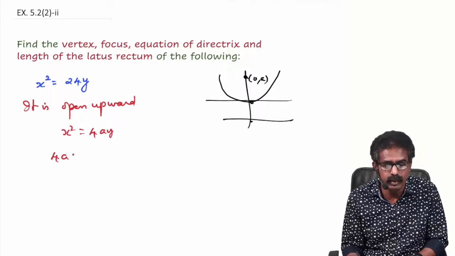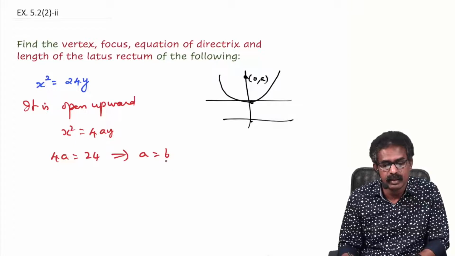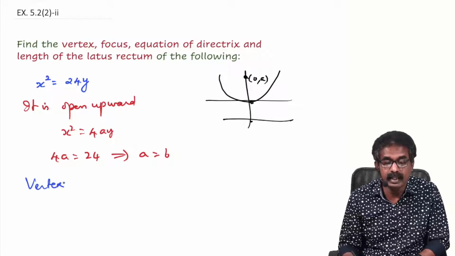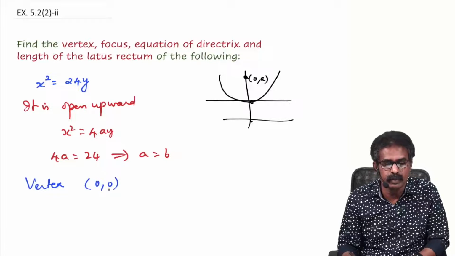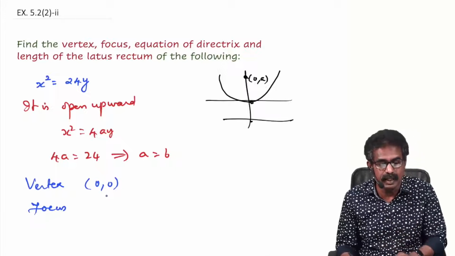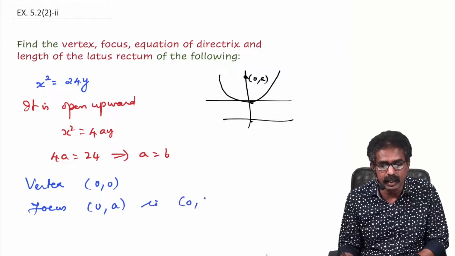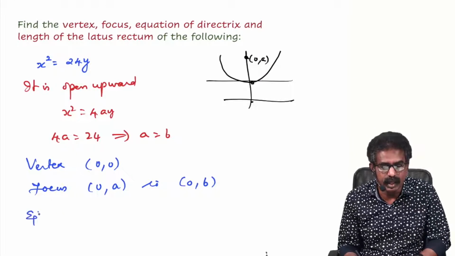So 4a equal to 24, a equal to 24 by 4. So you are getting 6. A value got it. Now you write one by one. First they asked to find the vertex and length of the latus rectum. It is the same for all the 4 types. Vertex is 0, 0. Then focus. For the first type, a, 0, then minus a, 0, then 0, a. For this it is 0, a, that is 0, a value 6. Then directrix, that is equation of directrix.